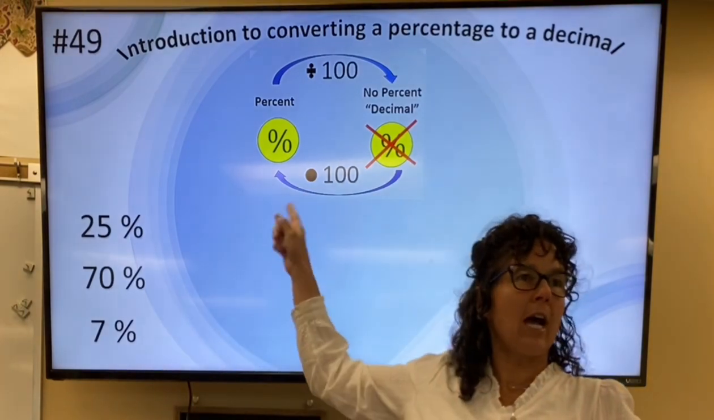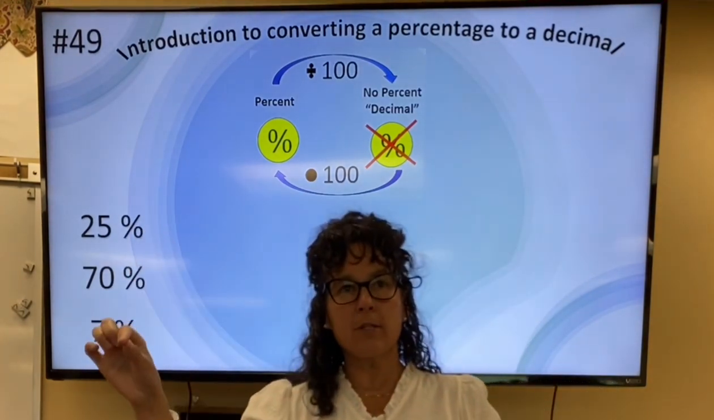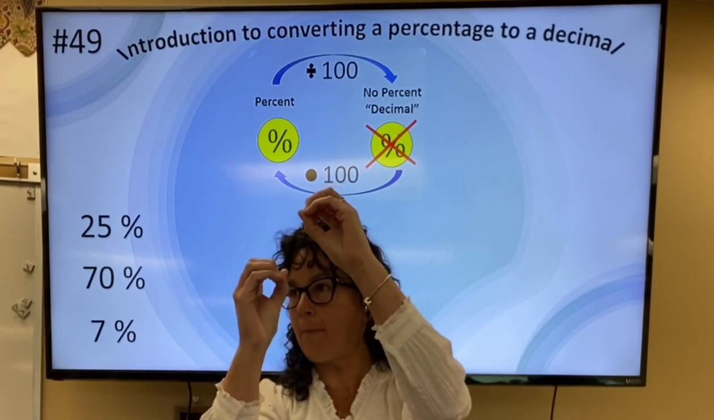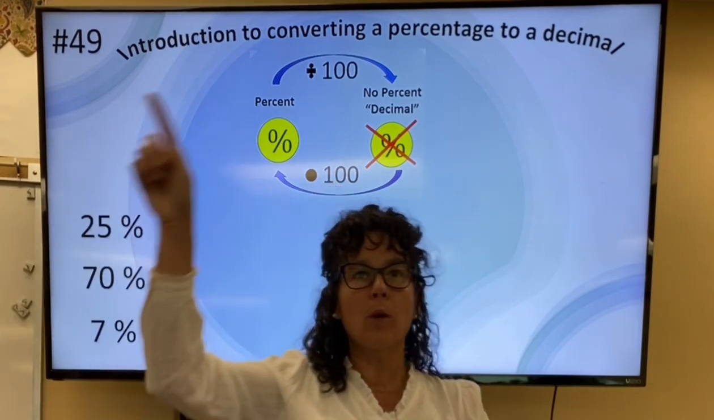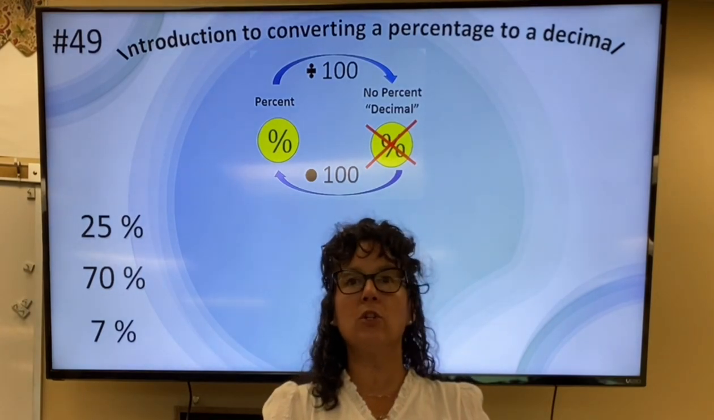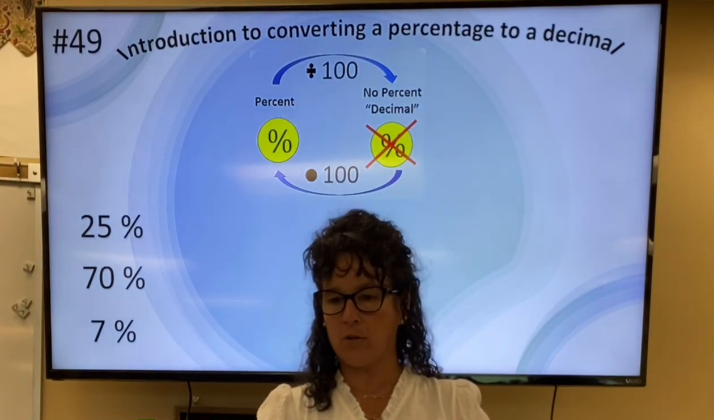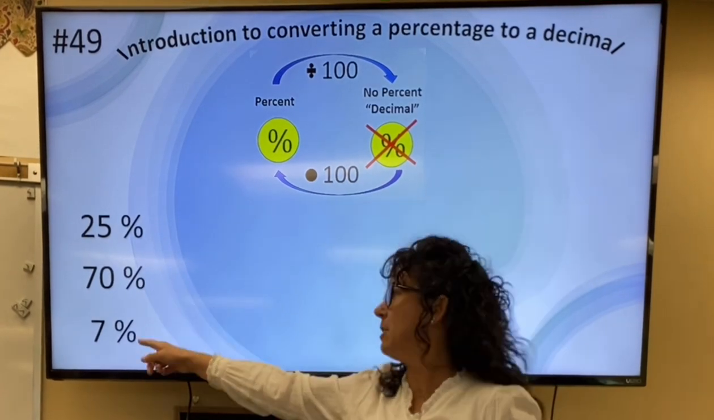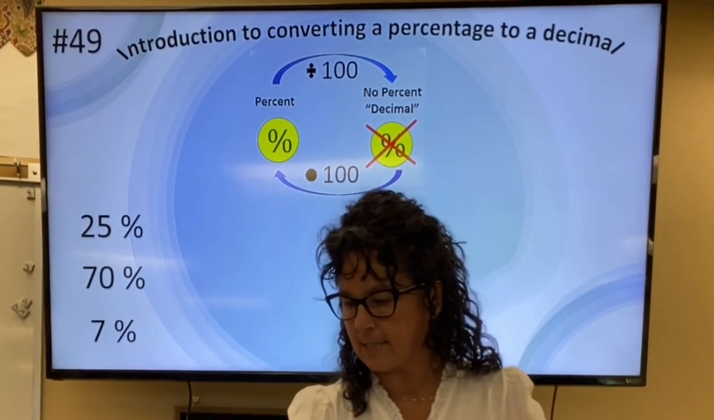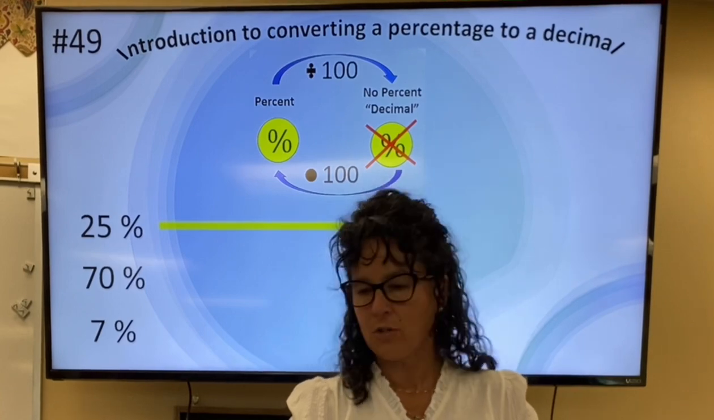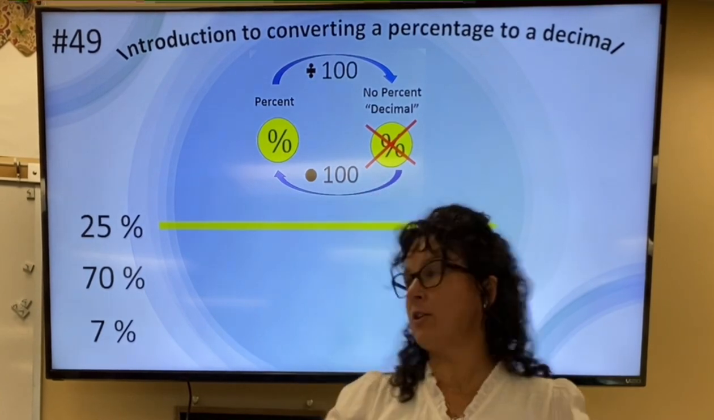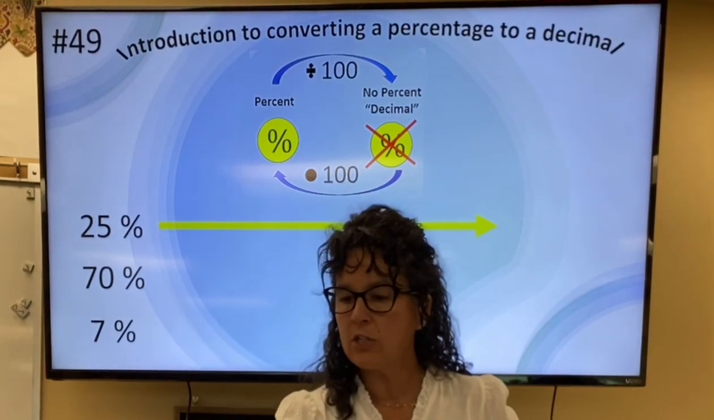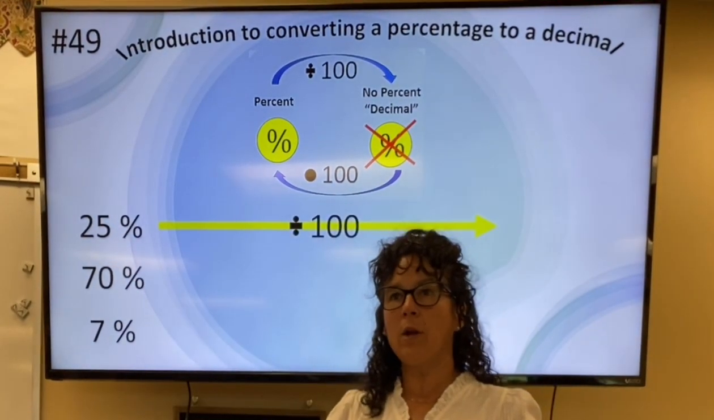So when you have the percent, if you want a percent, multiply by 100. If you want to get rid of a percent, you're going to divide by 100. So here's just a couple examples, 25%, 70%, and 7%. And so if you have 25%, notice I have a percent sign and I want to get rid of it. So I'm going to divide by 100.